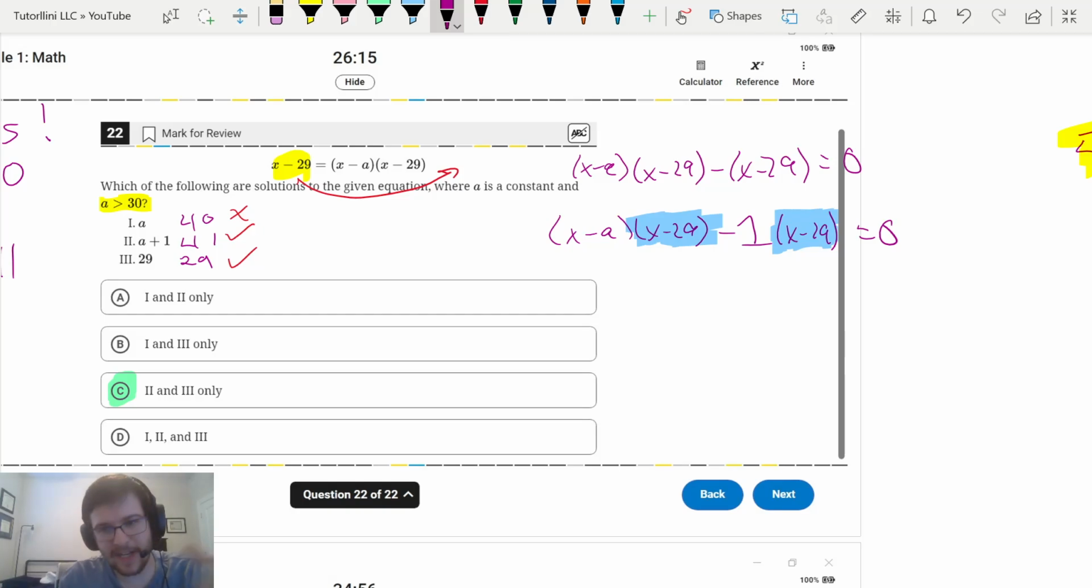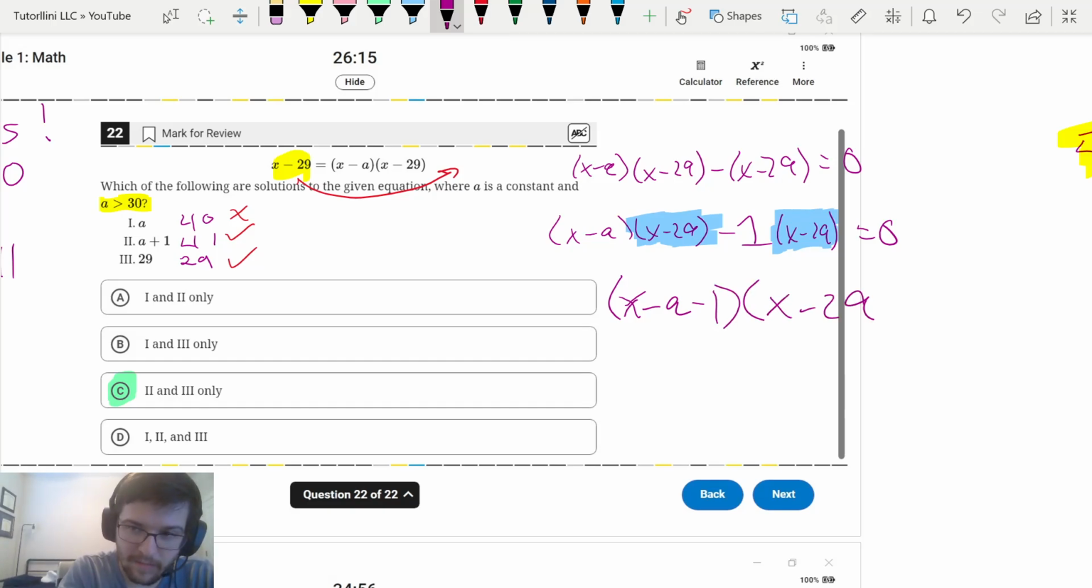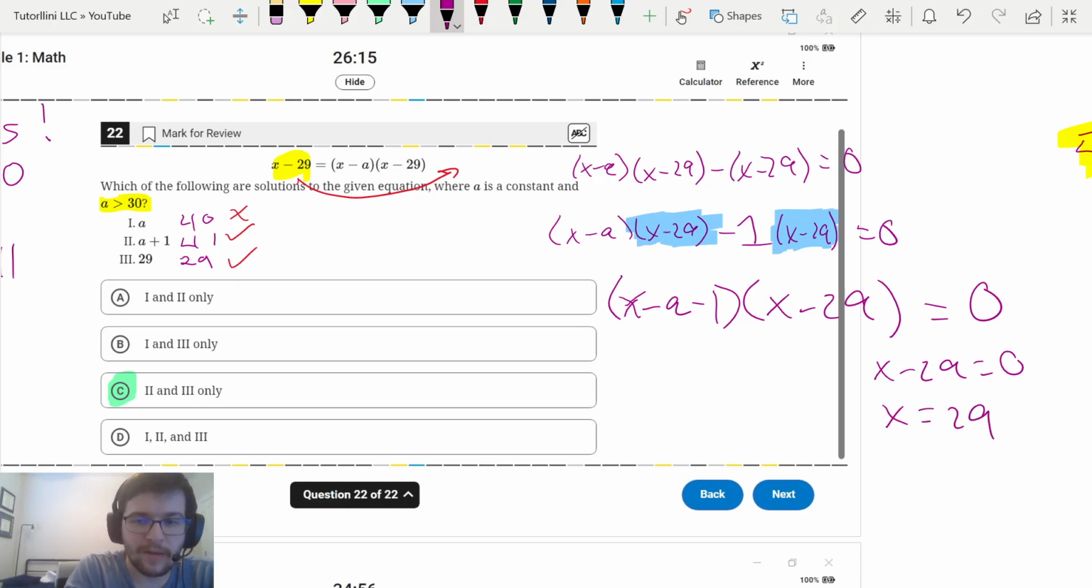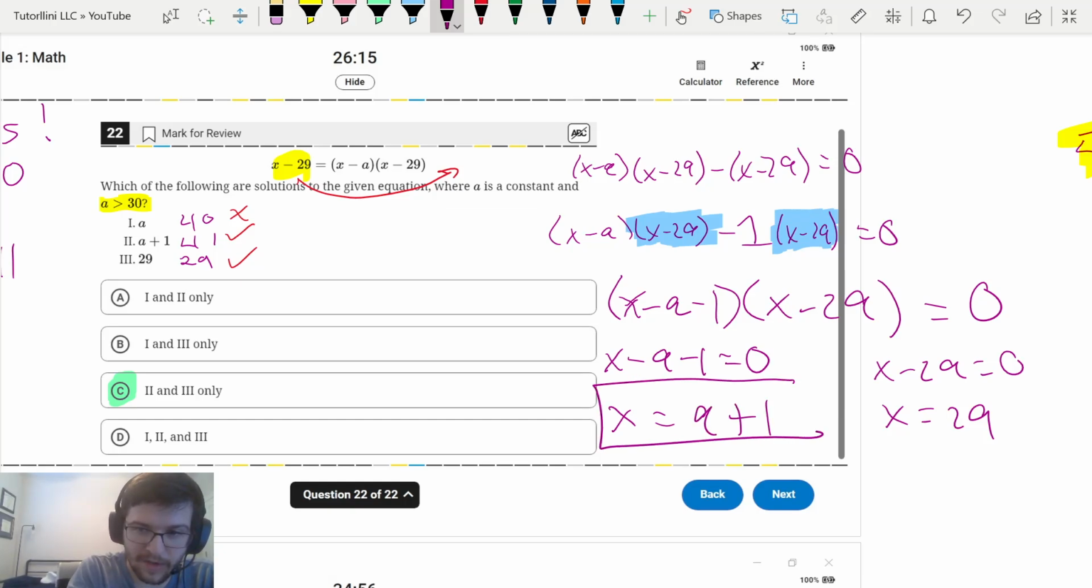So x minus a, x minus 29s, minus 1, x minus 29 gives us x minus a minus 1, x minus 29. Now you set these equal to 0. So x minus 29 equals 0, so x equals 29. And then you set the other one equal to 0: x minus a minus 1 equals 0. Add a to both sides, and then add 1 to both sides. And you get x equals a plus 1, and x equals 29.